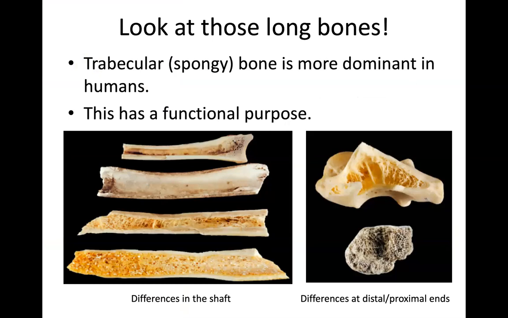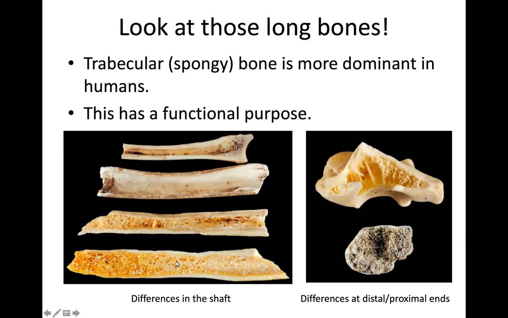Now to get at more the insides of the bones. The morphological differences extend onto the interior of the bones because these bones are made for different things. Trabecular bone, or spongy bone, is more dominant in humans. So here you can see two human bones and the midsection of them, whereas these are animals. Okay, they're very hollow. They don't have as much sponginess.